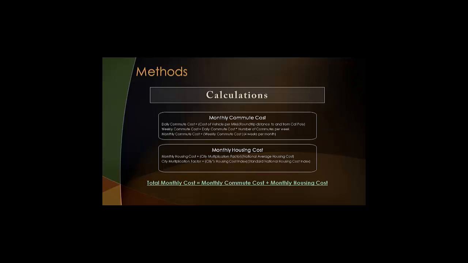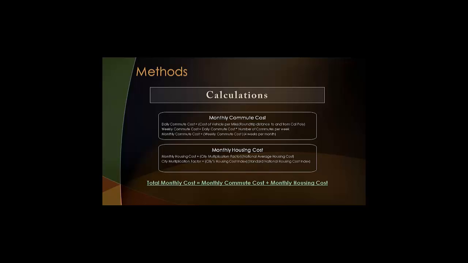The total monthly cost of housing is equal to the monthly housing cost added to the monthly commute cost. The monthly commute cost is equal to the cost of driving a vehicle per mile times the round-trip distance to and from Cal Poly. The weekly commute cost is the daily commute cost times the number of commutes made per week, and the monthly commute cost is equal to the weekly commute cost times the number of weeks in a month. In this case, we'll use 4.